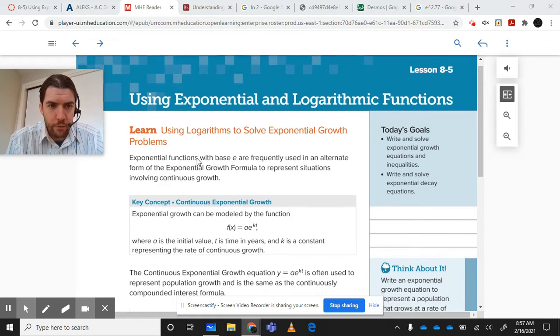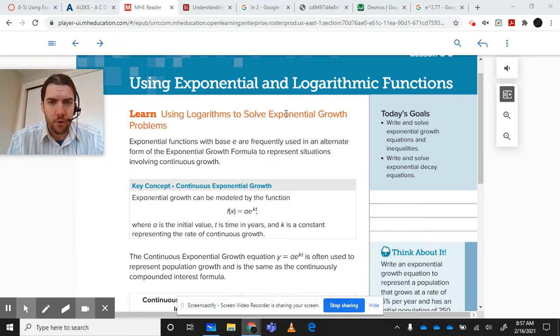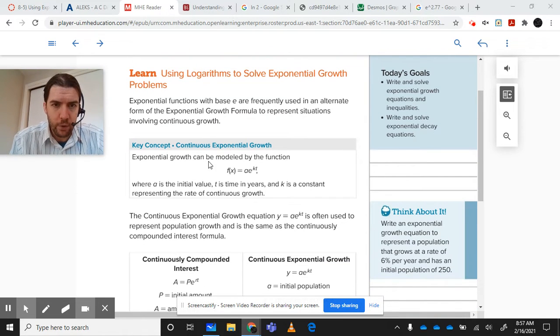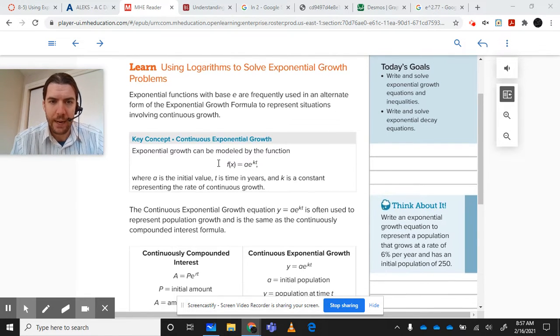So let's read through this first. Using logarithms to solve exponential growth problems. Exponential functions with base e are frequently used in an alternate form of the exponential growth formula to represent situations involving continuous growth. Okay, so we end up with a continuous exponential growth equation. f(x) equals a times e to the kt, where a is the initial value, t is the time in years, and k is a constant representing the rate of continuous growth.